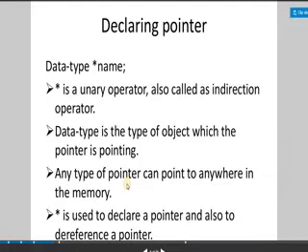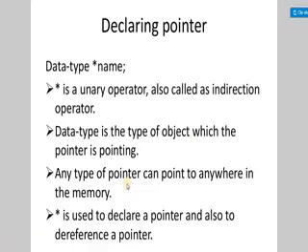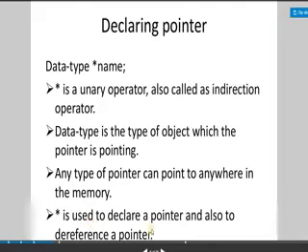Any type of pointer can point anywhere in the memory, right? There is no restriction, because the pointer is basically storing an address. That address may be of integer data, character data, or float type data. So using a pointer variable we can point anywhere in the memory. There is no restriction about this. And a pointer is used to declare a pointer and also to dereference a pointer.